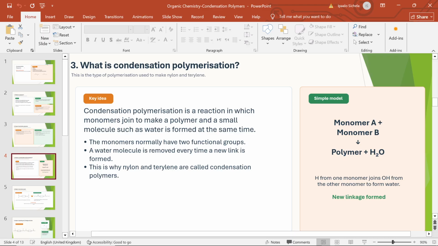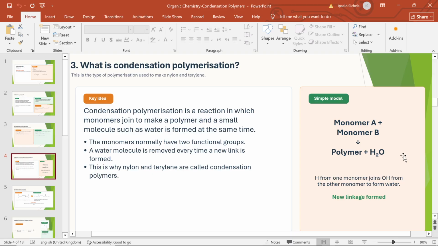There's a simple model to help you understand. Monomer A plus monomer B will give you polymer plus water. I've used two different letters because the monomers are different. They are not the same for condensation polymerization. The monomers normally have two functional groups. The water molecule is removed every time a new link is formed, so every time the monomers combine, water is produced.